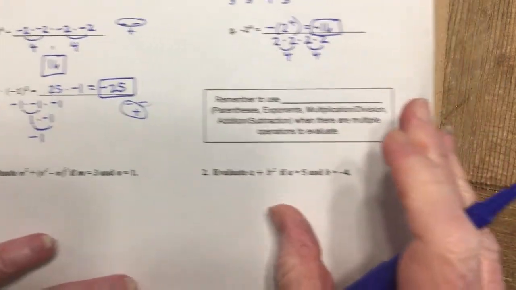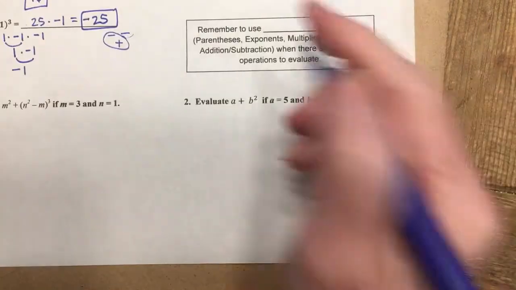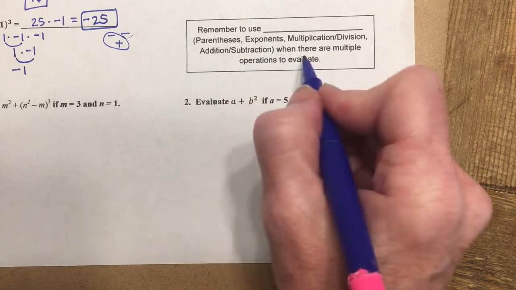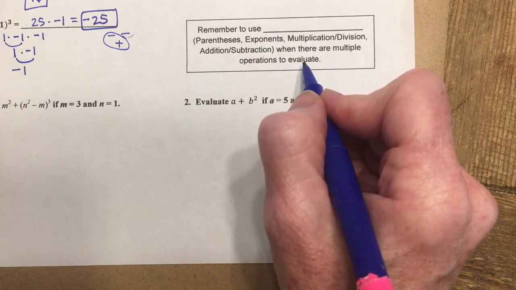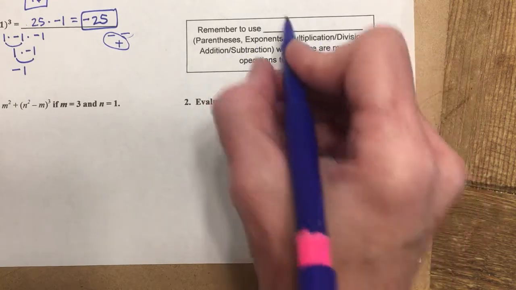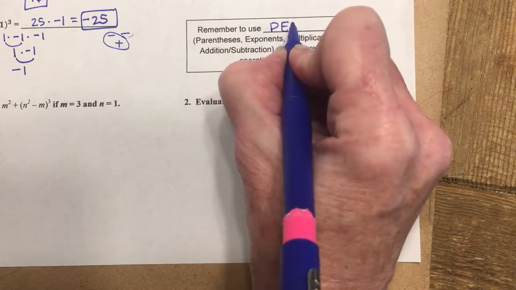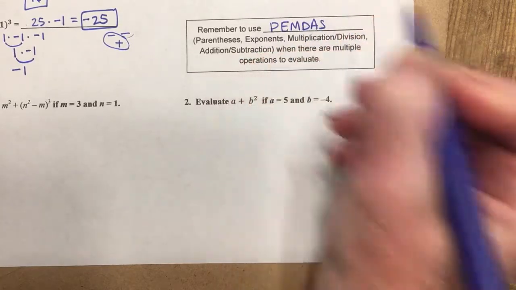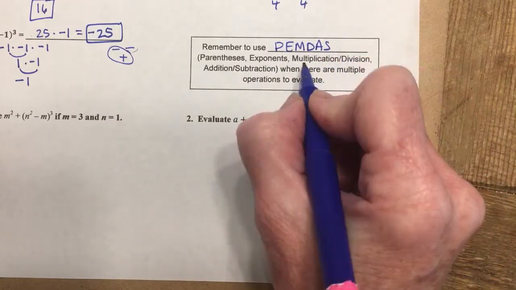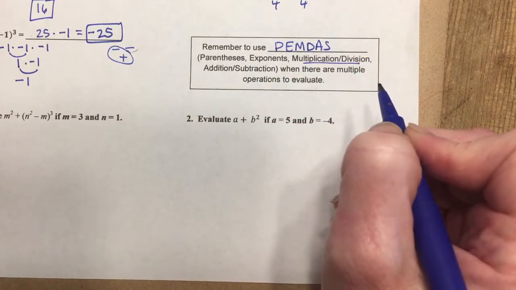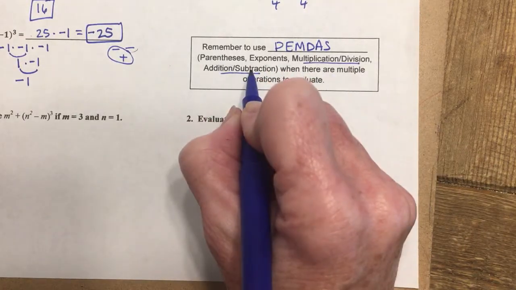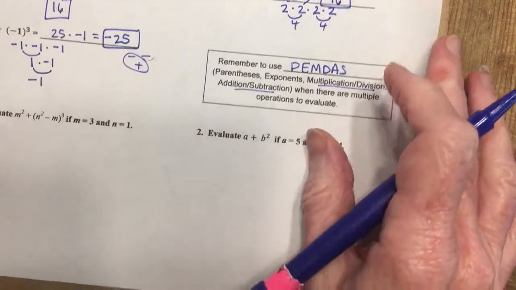Okay? Remember, it says to use parentheses, exponents, multiplication, division, addition, and subtraction when there are multiple operations to evaluate. So what is this? Parentheses, exponents, multiply, divide. The term we use for this is PEMDAS. This is how you remember the order of operations. It always starts with parentheses, then exponents, then multiply, divide together in order, then adding, subtracting together in order. So not add before subtract, whatever comes first.